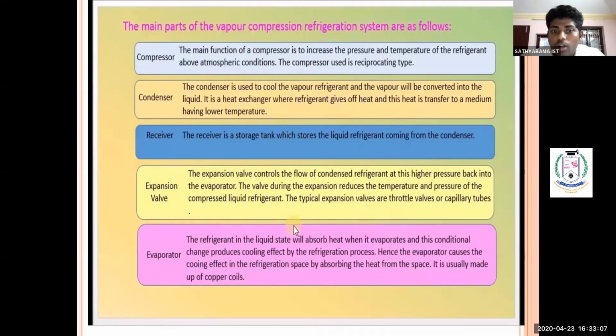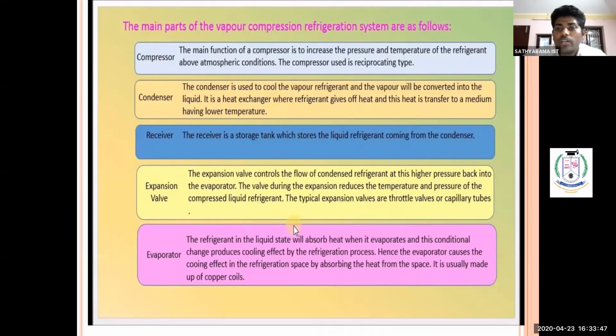The expansion valve controls the flow of condensed refrigerant at high pressure back into the evaporator. During expansion, the valve reduces the temperature and pressure of the compressed liquid refrigerant. What is the function of the expansion valve? It will reduce the pressure and temperature of the compressed liquid refrigerant. Next, the evaporator. In the evaporator, the refrigerant in the liquid state will absorb heat when it evaporates, and this change of condition produces the cooling effect in the refrigeration process.